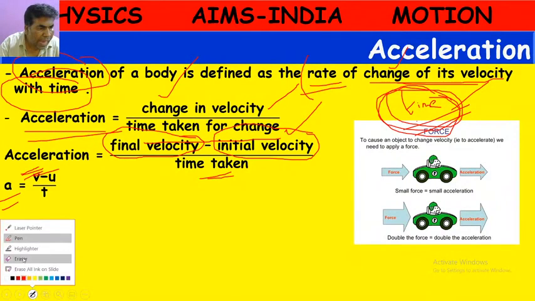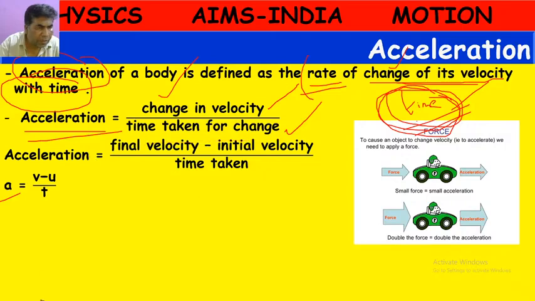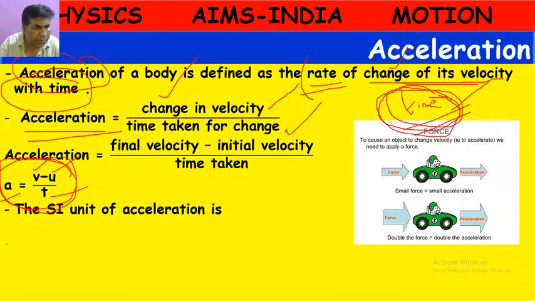The symbol of acceleration is A. Final velocity symbol is V. Initial velocity symbol is U. Time taken is T. So the formula for acceleration is A equal to V minus U by T. Okay children? A equal to V minus U by T.